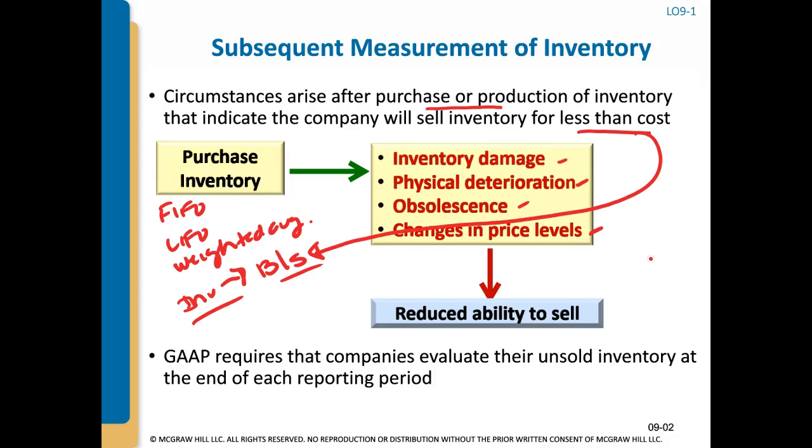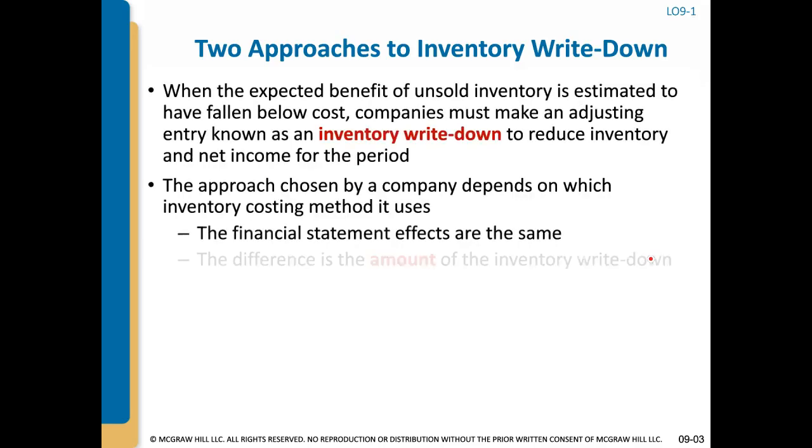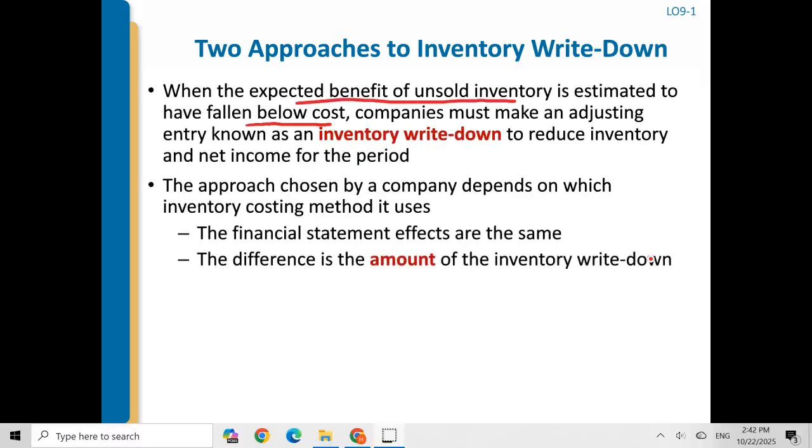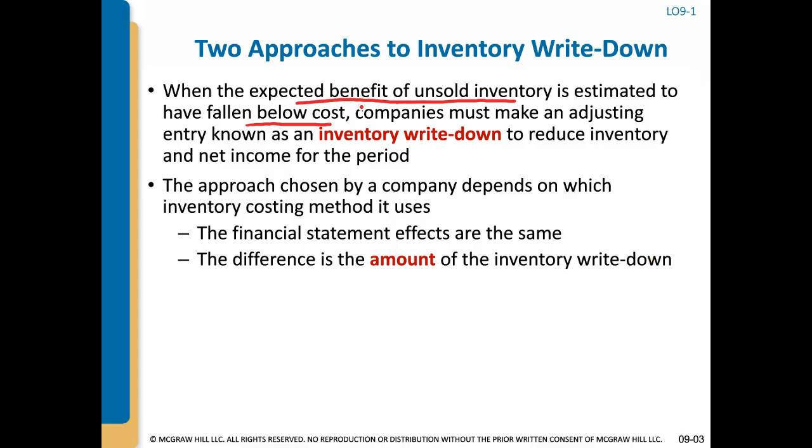And so under GAAP, companies are required to evaluate anything that's left on their balance sheet, so any unsold inventory at the end of each reporting period, and determine if they need to write it down, if the expected benefit of the unsold inventory is estimated to fall below cost, meaning below what it's currently on the balance sheet. And so companies must make an adjusting entry. It's called an inventory write down to reduce that inventory if needed.